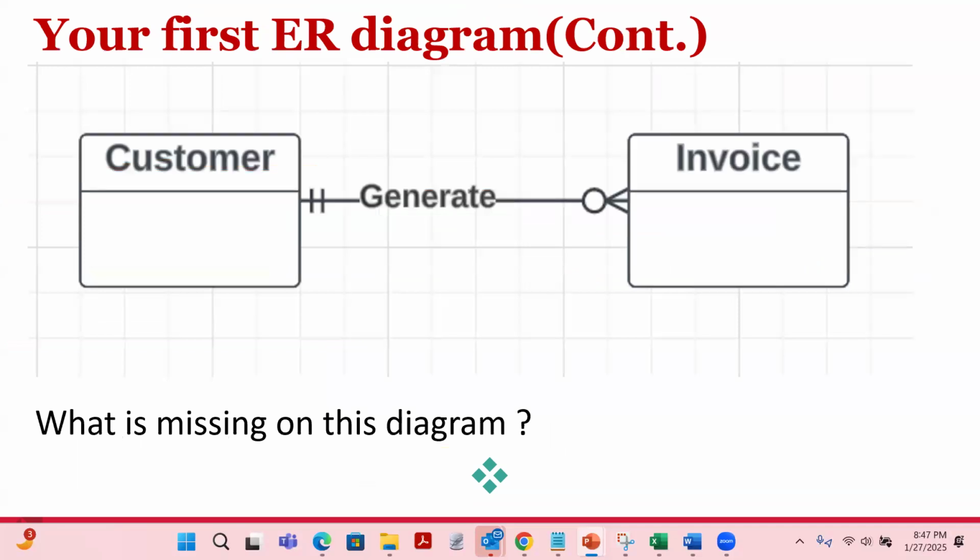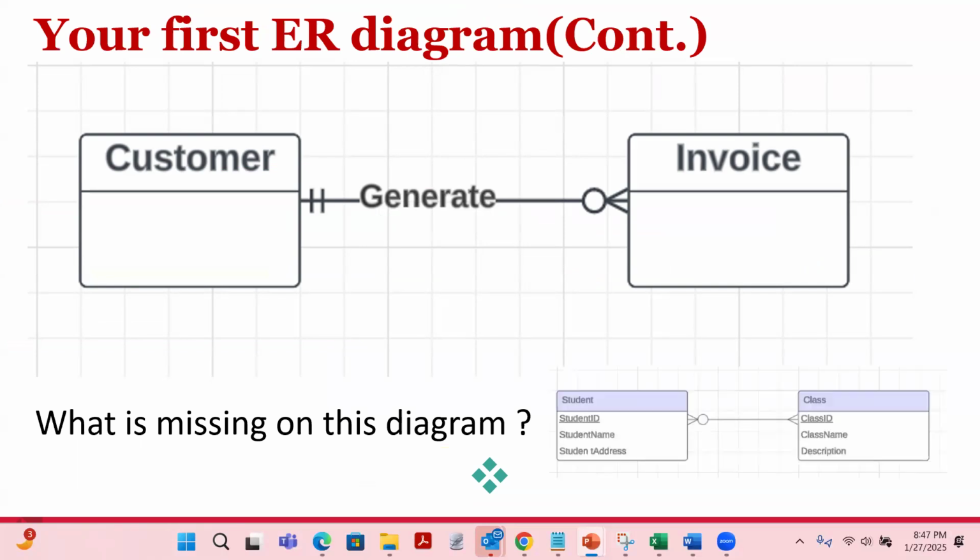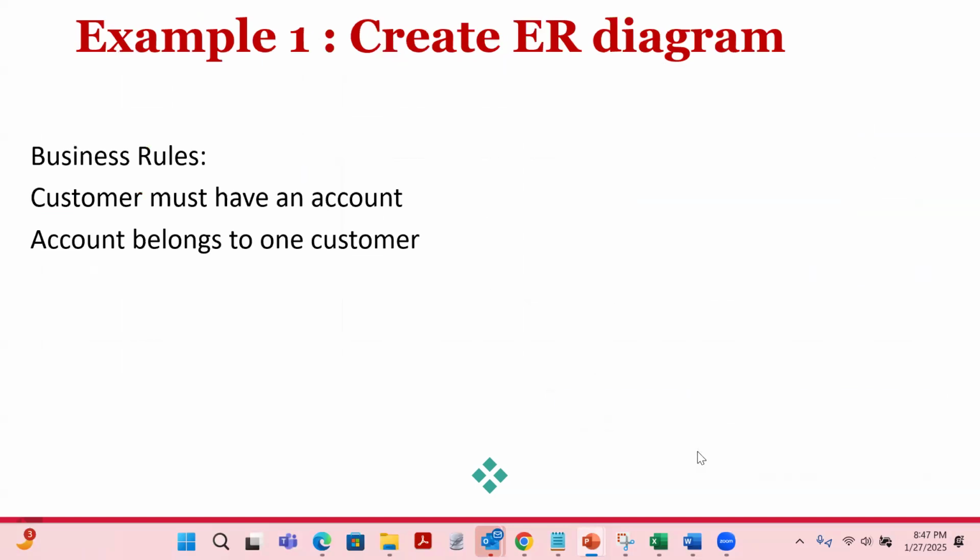This is our diagram. The difference between the previous diagram and this one is that now we have the word "generate" that actually represents the relationship. So what is missing here? This diagram is very simplified. We can see that we're missing attributes.